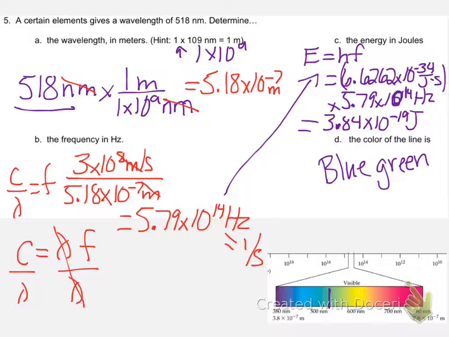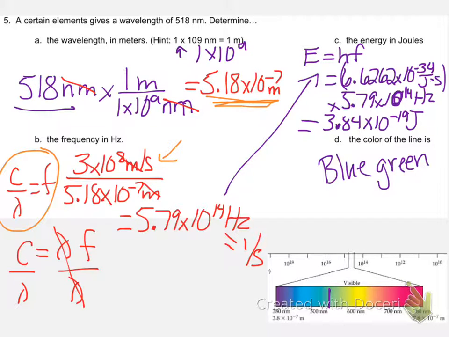So things to point out. First of all, to convert, we had to convert to meters because that is the unit in our constant with our speed of light. C equals lambda f. When we rearrange to solve for frequency, it's going to be speed of light divided by the wavelength.